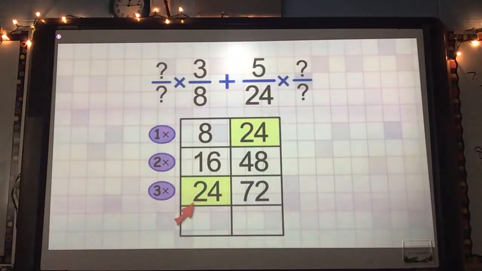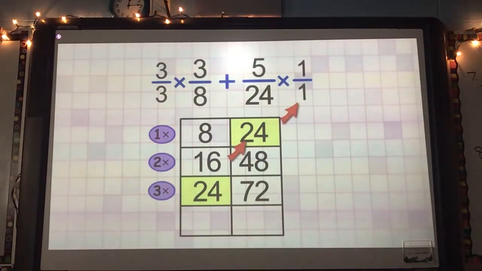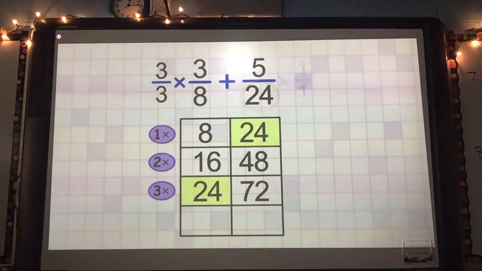To get our common multiple, we had to multiply our 8 by 3. So we're going to use the whole fraction 3 over 3 for our first fraction. And our common multiple for 24 was just itself. We multiplied by 1. So we could use the whole fraction 1 over 1, but we really don't need to since multiplying by 1 won't change anything. We already have the denominator of 24 on that side, so we don't need to change it.